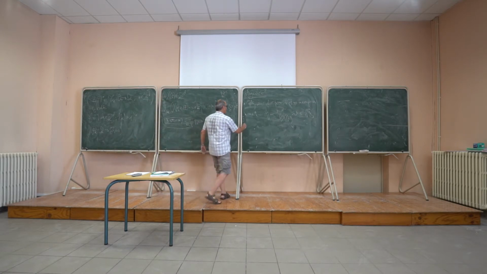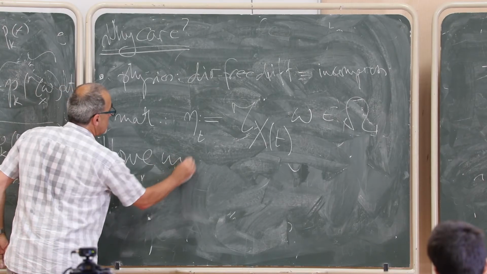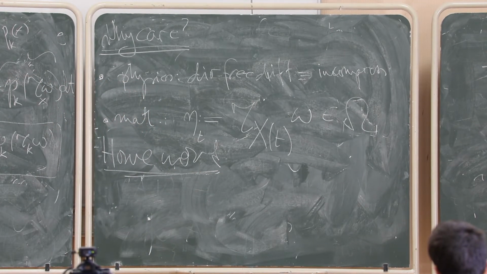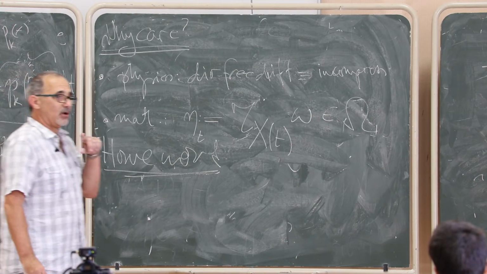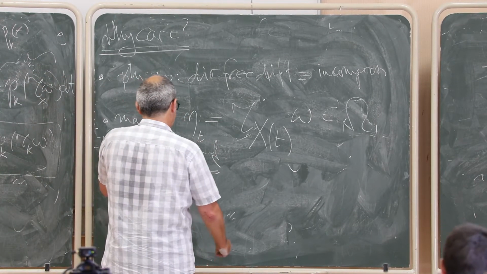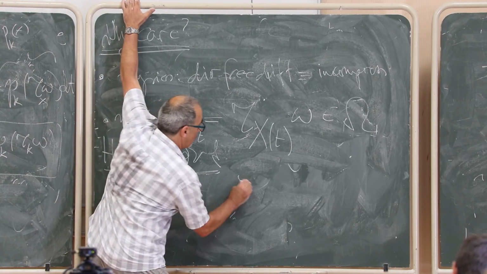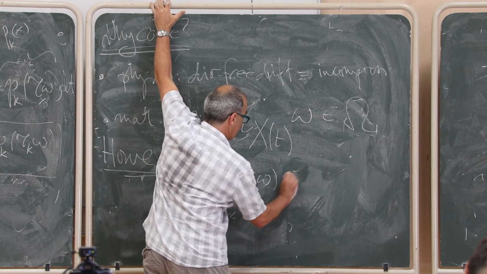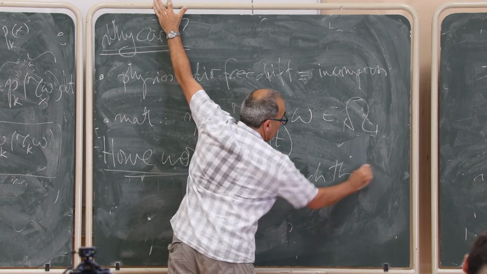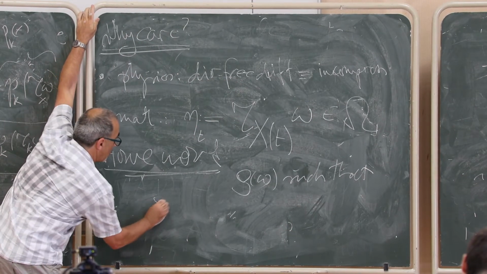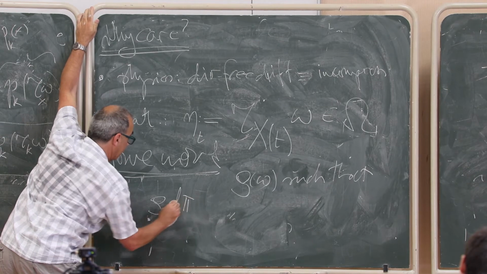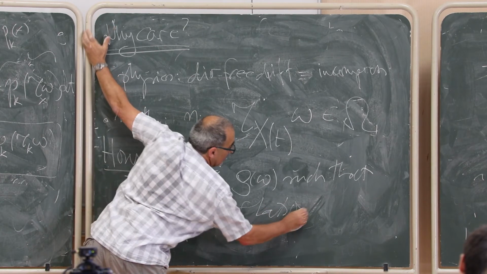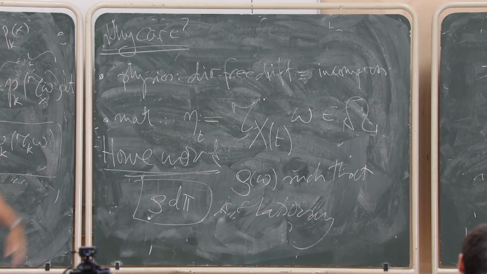There is a homework for you, and it's an easy homework, the following. I want to find rho omega such that rho times d pi is stationary for eta.